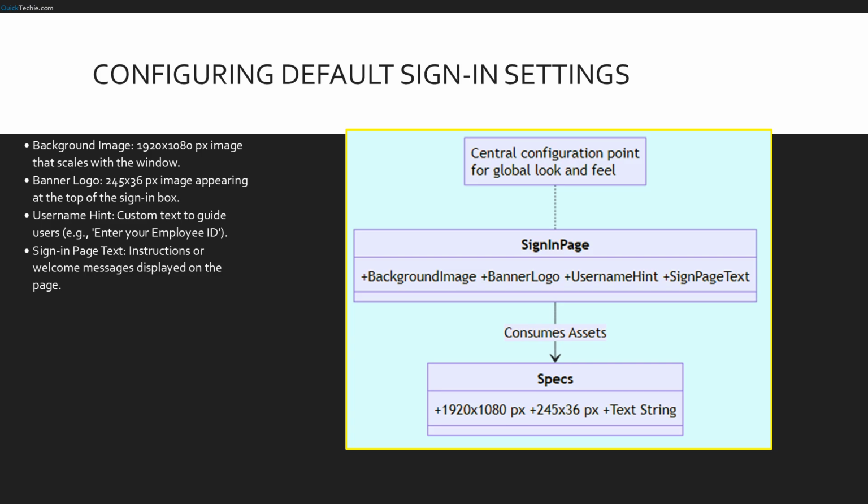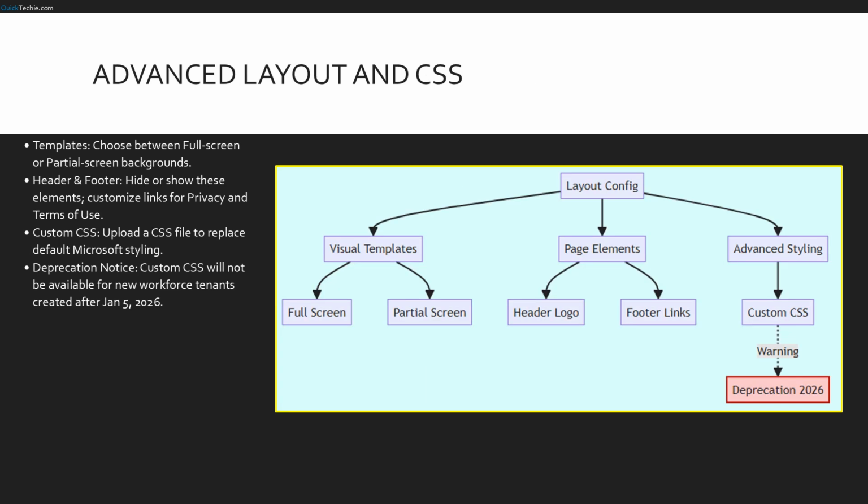This visual breaks down the components of the sign-in page class. We have the background image and banner logo as key visual elements, connected to their specific technical specs like pixel dimensions. We also have text properties like username hint and page text. This diagram represents the relationship between the configuration settings you manage and the assets you must provide to establish that global look and feel. Moving beyond images, you can control the layout. You can choose a full screen background or a partial screen option if you want the background to be less dominant. You also have granular control over the header and footer.